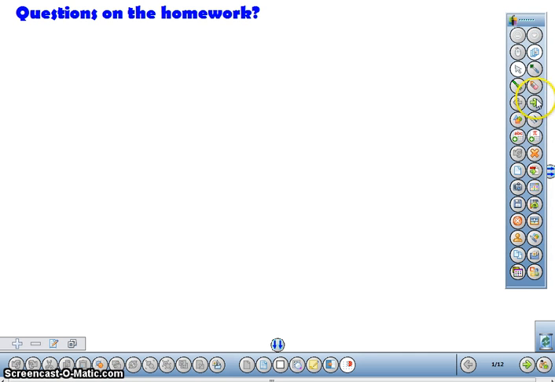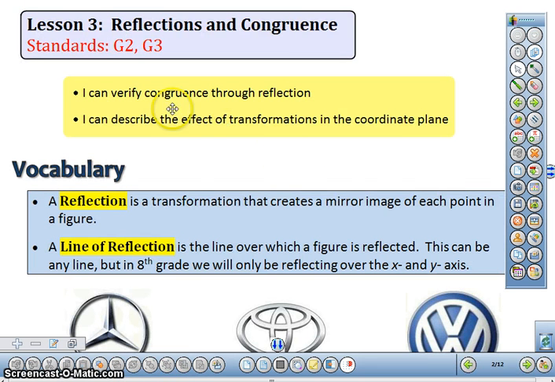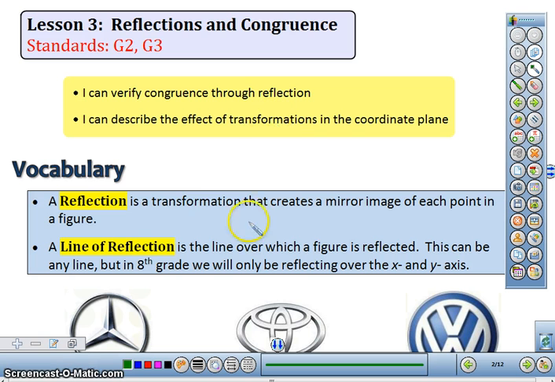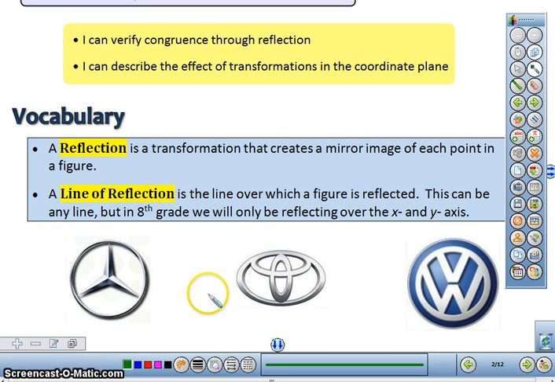Today's class, lesson G3, we are going to be looking at reflections and congruence. So I can verify congruence to reflection, and I can describe the effect of the transformation in the coordinate plane. A reflection is a transformation that has a mirror image, just like we talked about, and it'll have a line of reflection. It can be any line.